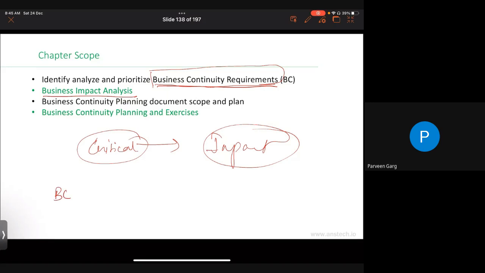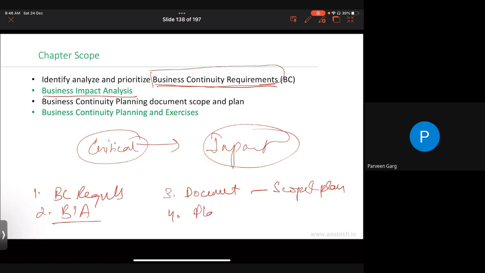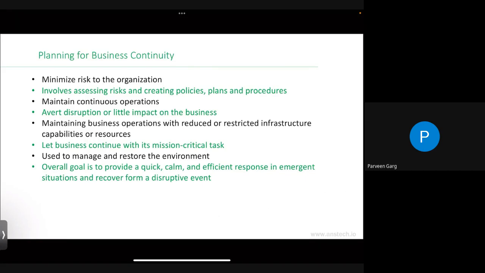So one is business continuity requirements. That is the first step. Second is the business impact analysis. Okay. Then, once you have understood what the critical assets are and what their impact is, you document it. Then you document the scope and plan of your business continuity. And finally, you do planning and exercise. You put into a training methodology or an exercise to put into perspective what you will do if this thing goes wrong.